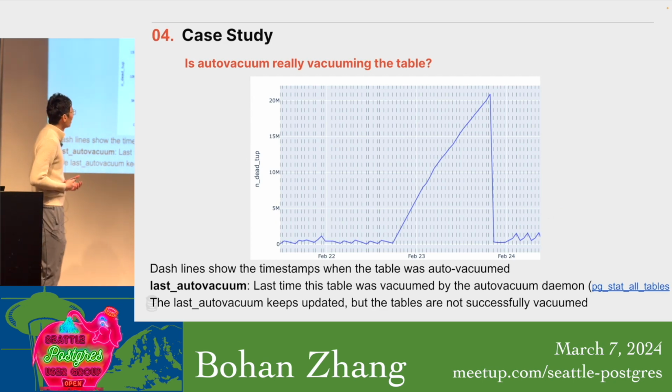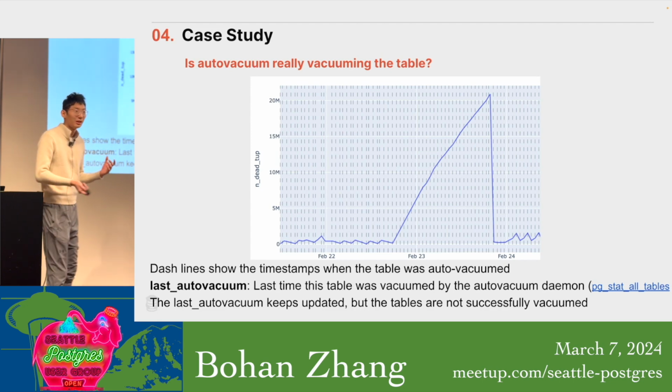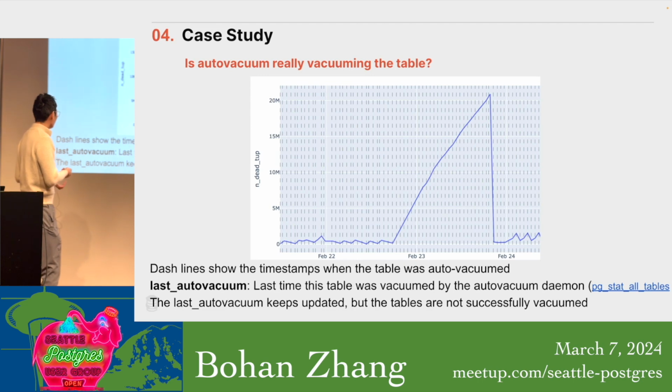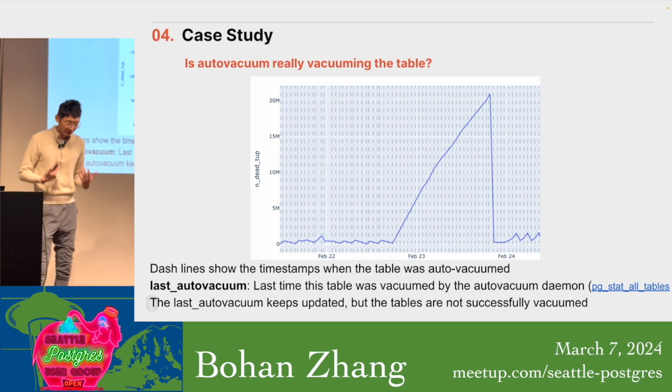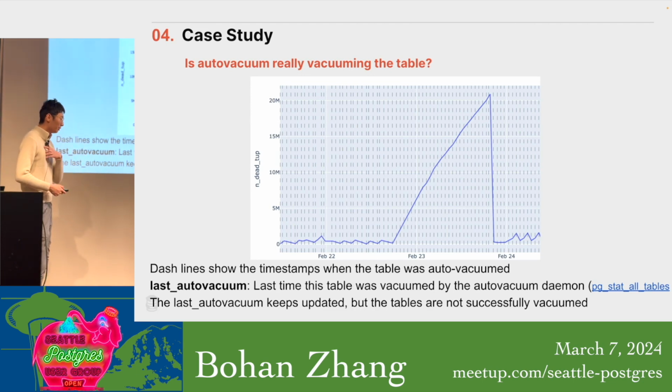So in this figure, the dashed line shows the timestamps when the table was auto vacuumed. So this metric shows this table is vacuumed regularly, but however, the number of dead tuples in that table increases continuously. It's not dropping, which means although the statistic shows auto vacuum is executed, it does not vacuum the table successfully. This figure shows the number of dead tuples, which increased from 0 to 20 million, and during this time, many auto vacuums were executed. But those auto vacuums did not vacuum the table successfully for some reason. So last auto vacuum keeps being updated, but the tables are not successfully vacuumed. This is an interesting finding, so we want to know why this happens.